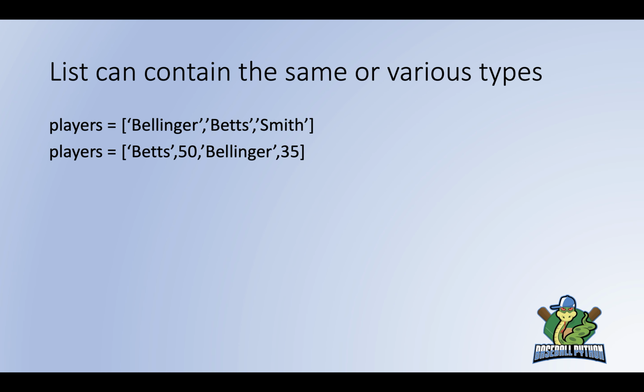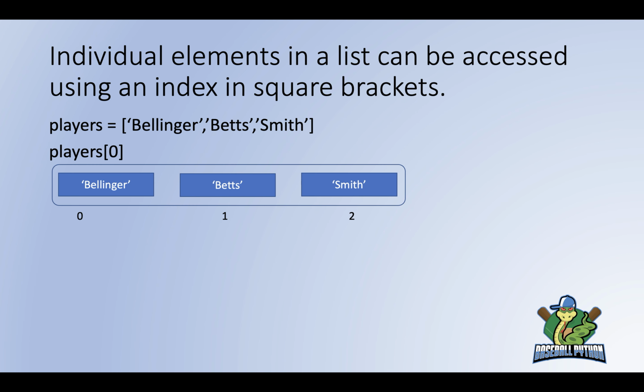Lists can contain the same or various types. So as we mentioned, it could be a list of strings. So in this case, the last names of baseball players, but we can also do a list where we add another value or data type to it. So in this particular case, we've got strings and numbers, the name of the player and their number. So Betts is 50 and Bellinger is 35. We've got strings and numbers there. So it's okay and quite frequent that you're going to use a variety of objects within a list.